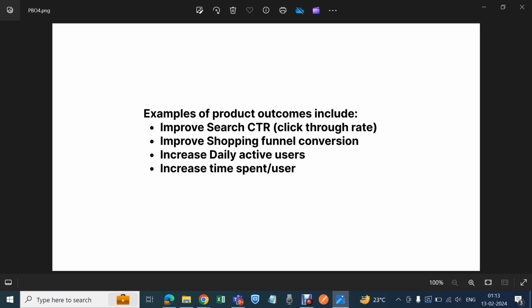Some examples of product outcomes: time spent on the app, daily active users, monthly active users, search CTR (CTR stands for click-through rate), and the shopping funnel conversion. Funnel conversion is basically a way of saying how many of the users at each step in the platform go from the start to the end.